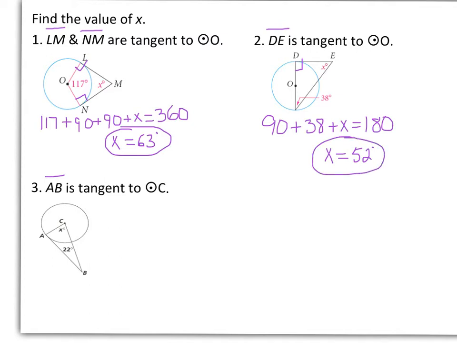And finally, number 3, line segment AB is tangent to circle C. So that means we have a right angle at angle A. So again, our interior angles will add up to 180. So 90 plus 22 plus x equals 180. Subtract our two angles from 180, we get that x equals 68 degrees.